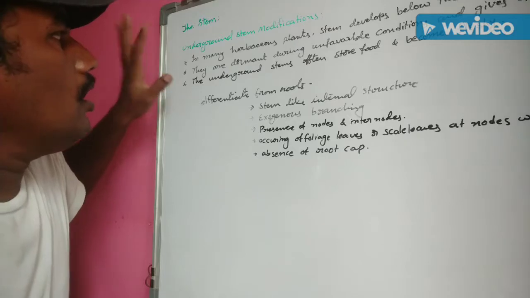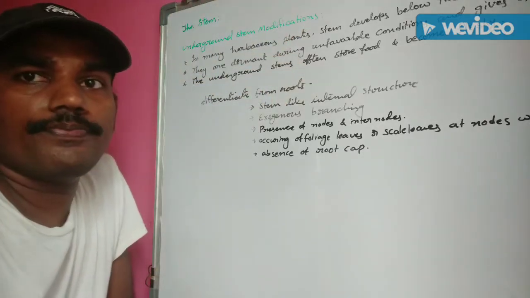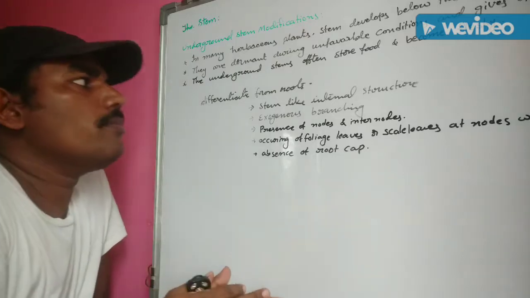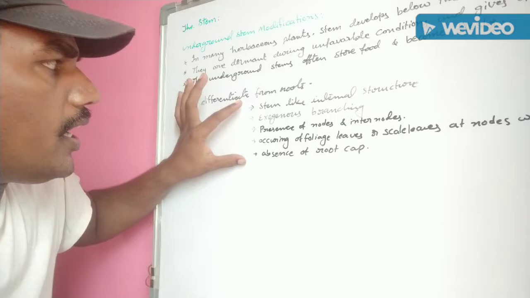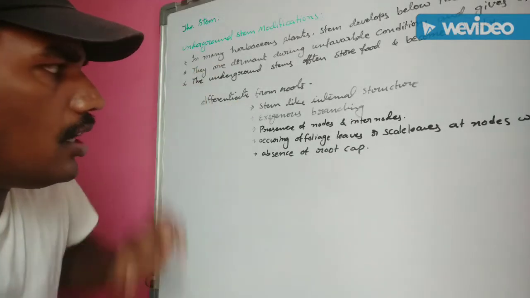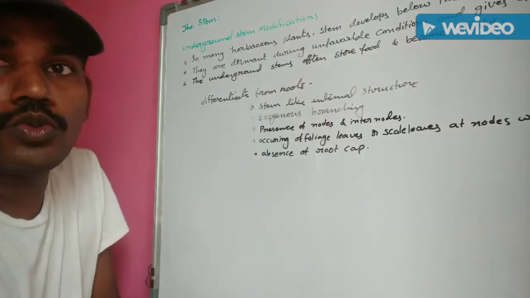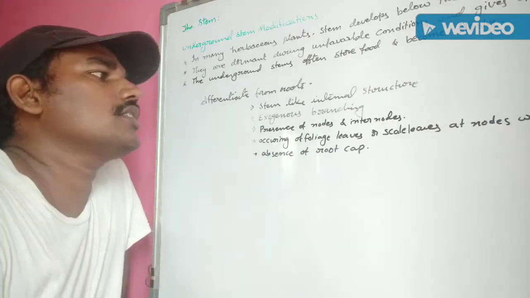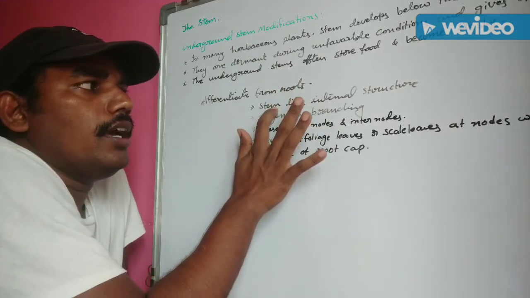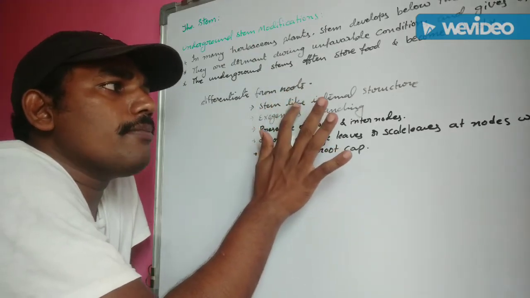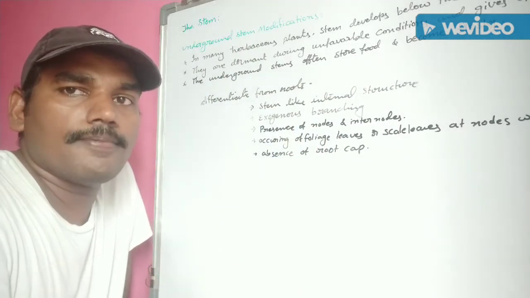Okay? How can the underground stem be differentiated from the root? How is the underground stem differentiated from root? Some specific characters are present in the underground stem. These specific characters differentiate it from root. What type of characters? The first one is that the underground stem has a stem-like internal structure.